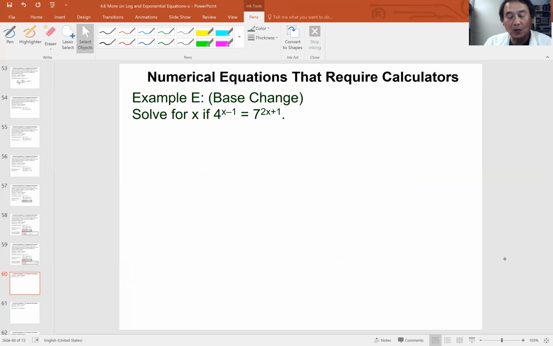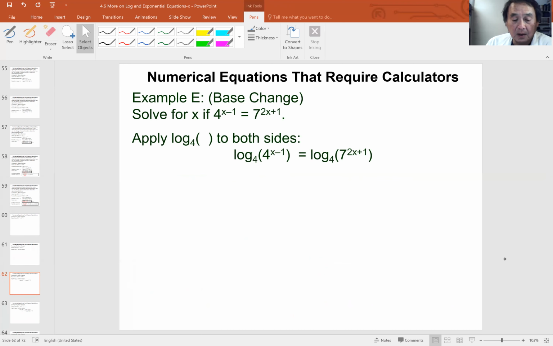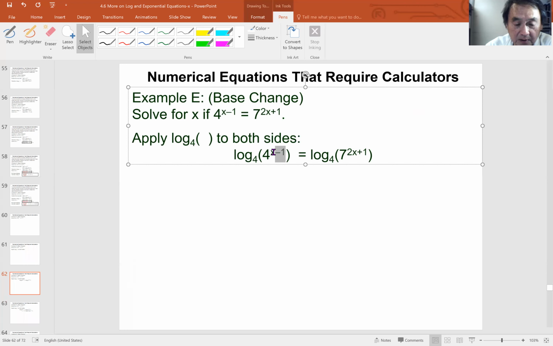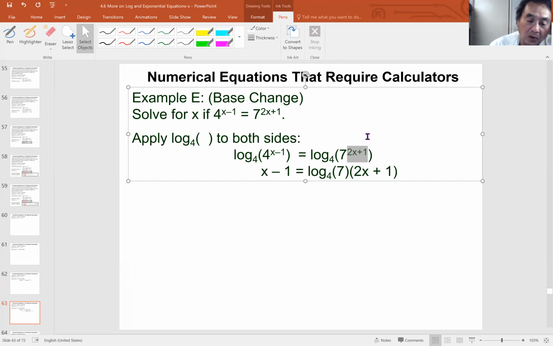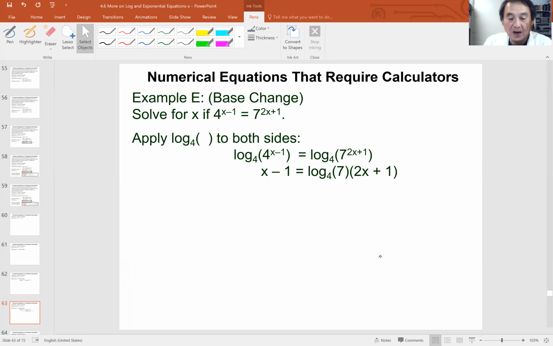There are a couple of ways to do this. One way is just to apply natural log directly. But on the PowerPoint, I use base 4 to solve the problem. This is one way. Apply log base 4. Then log base 4 of 4 to the x minus 1: remember, exponential and log are inverses, so I just get x minus 1 on the left-hand side. On the right-hand side, the exponent comes down as a multiple, and I put that to the back. This I can solve for x.